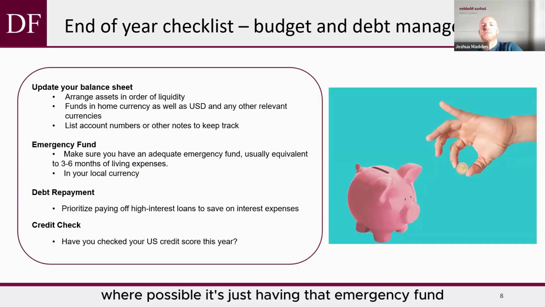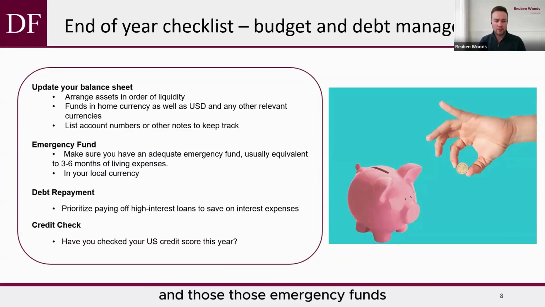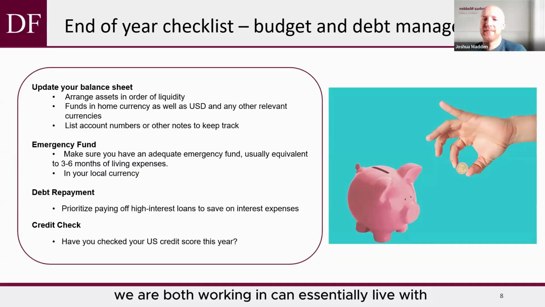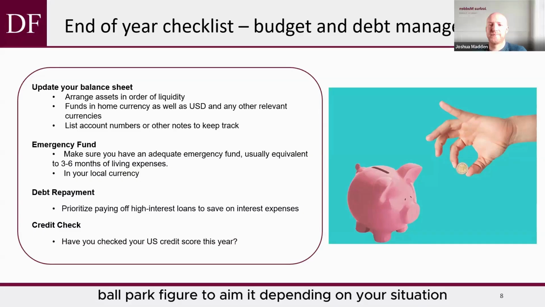It's just having that emergency fund where you can get it today easily without any of those fees and any of those aspects. And those emergency funds, they're quite a situational case, right, Josh, in terms of if you were the breadwinner in a family as opposed to being perhaps a younger couple where you're both working and can essentially live with one of your incomes for a shorter period if required. So I guess it's a personal kind of calculation, but that 3 to 6 month figure does give a good ballpark figure to aim at depending on your situation.